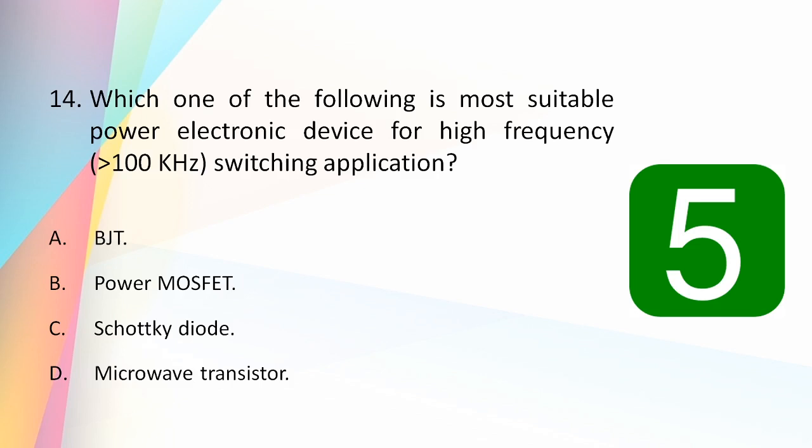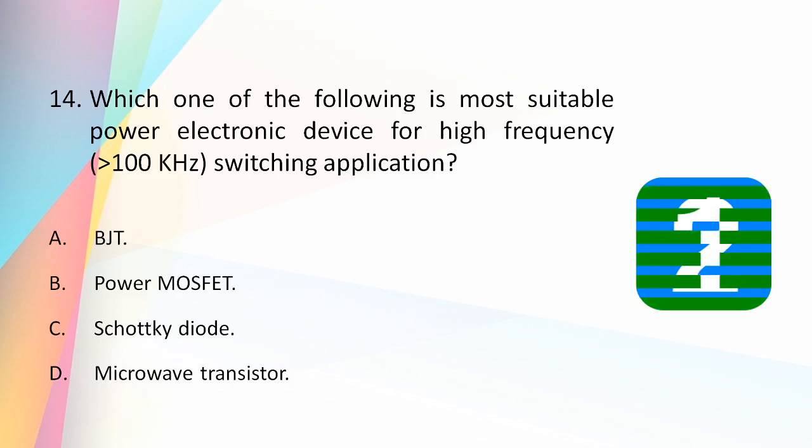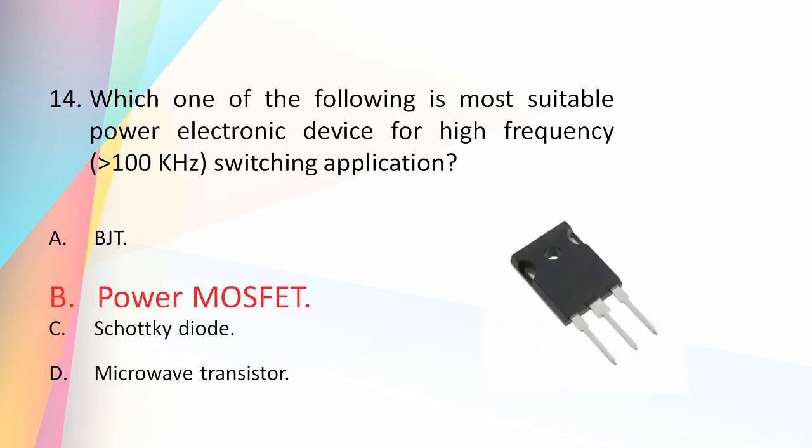Which one of the following is the most suitable power electronic device for high frequency, greater than 100 kHz, switching application? BJT, power MOSFET, Schottky diode, microwave transistor. And the answer is power MOSFET. The power MOSFET has low turn-off time, so it can be operated in a frequency range of say 1 to 10 megahertz.